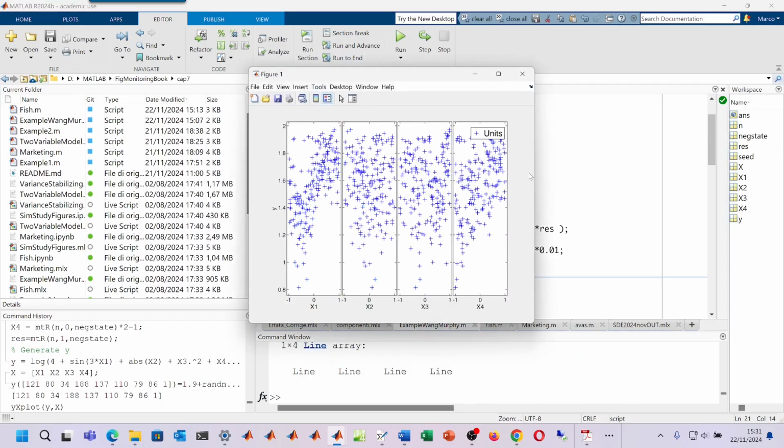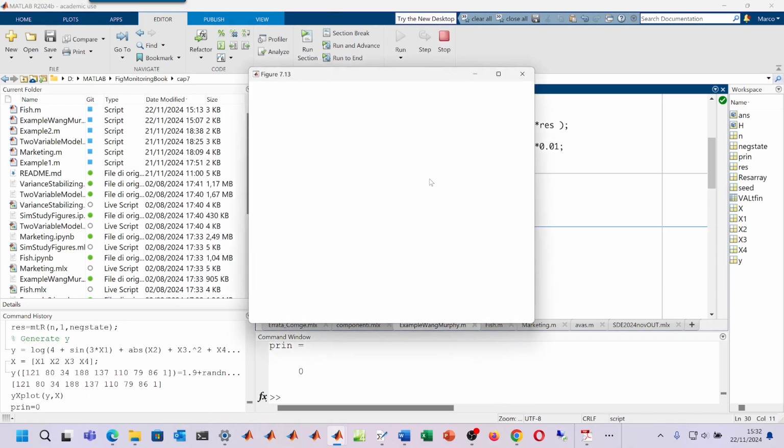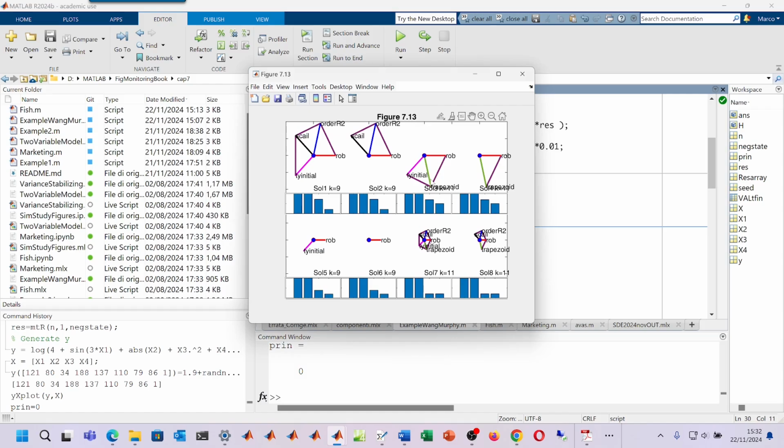I think any data analyst confronted with this plot will be somewhat confused as to where to start. Let us call our routine for automatic model selection. Show the results of our best model, and here it is. So the best model contains all options apart from the trapezoid.